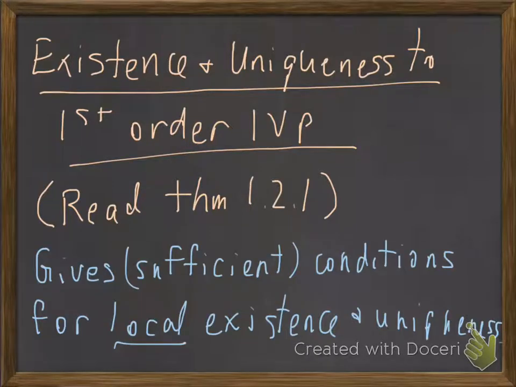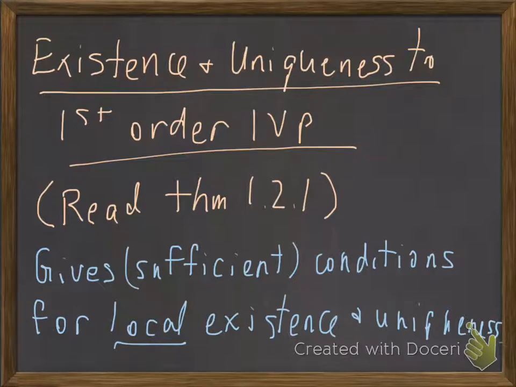So this theorem that you just read gives you sufficient conditions for local existence and uniqueness. Sufficient means if these conditions are satisfied, I'm guaranteed to have existence and uniqueness of solutions. These conditions are not necessary, so it's possible I could have a differential equation that has a unique solution that does not satisfy these conditions, but if these conditions are satisfied, guaranteed existence and uniqueness.